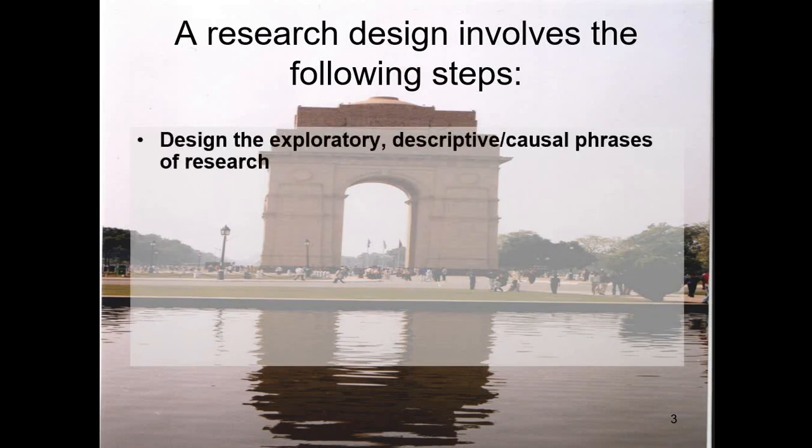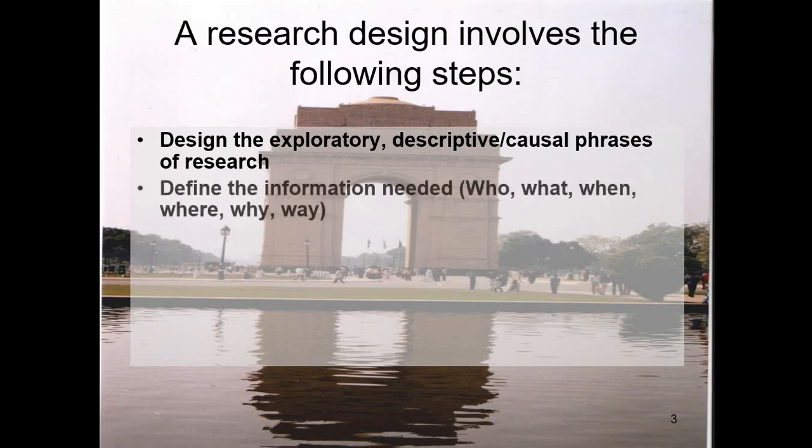First, we have to decide about the type of research. That is, whether this research is an exploratory type of research, or a descriptive type of research, or a causal type of research. Now once the decision is taken, next we think about what information is required for completion of the design.